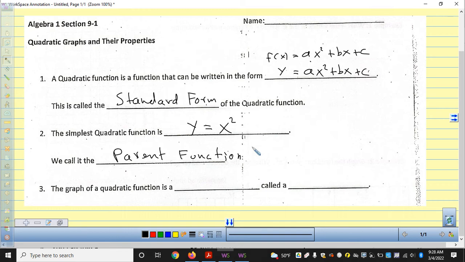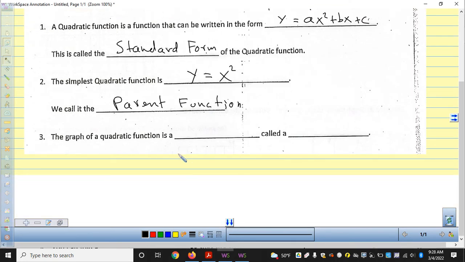And we call it that because we can look at how y equals x squared, the graph of y equals x squared behaves, what it looks like, and we can figure out then what all of these other quadratic functions look like based on what y equals x squared is doing. So we can think of y equals x squared as a parent and all the others as the children of y equals x squared, because they all have similar characteristics.